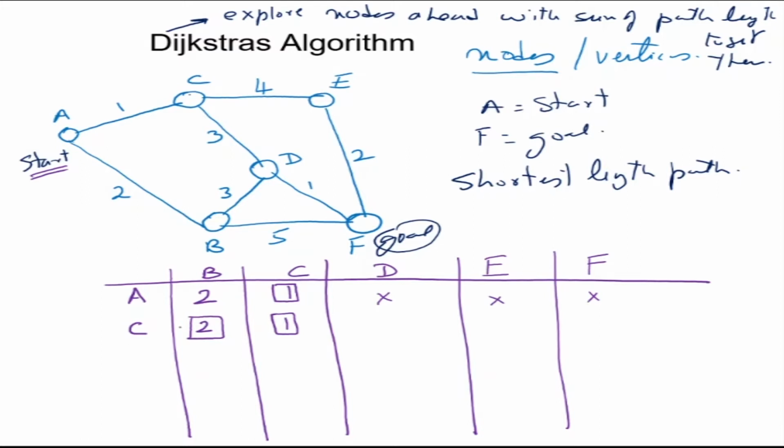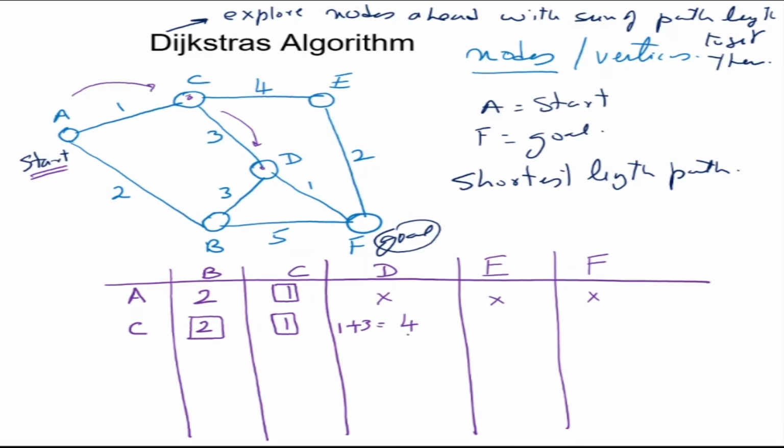Now from C to B, C to C is 1, and C to D. Now if you want to go from C to D, so C is here and D is here, what is the total cost? It is the cost of the previous node, how much from A to C, then C to D. So it is 1 plus 3. So from A to C it is 1, and then from C to D it is 1 plus 3, which is equal to 4. Okay.